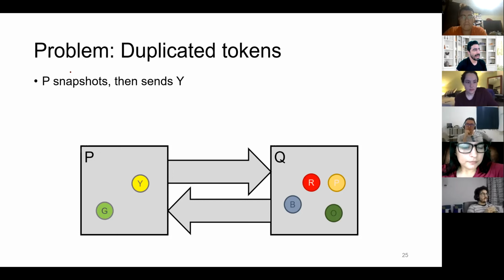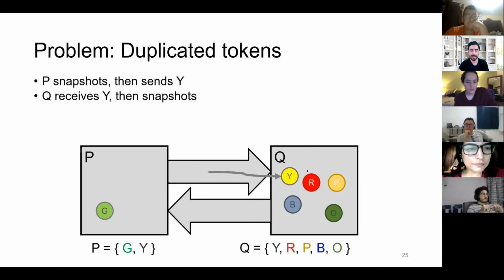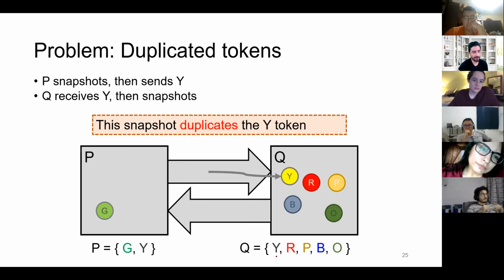Another problem that can happen is duplicated tokens. P can take the snapshot here. You have these tokens, G and Y. Then you send the Y there, and Y arrives at Q, and Q takes the snapshot. Remember again, we are talking about independent snapshots. Each process is taking a snapshot, and with time inconsistency and all those things, this can happen. So then you have a duplicated Y token. You have Y token here and Y token here.